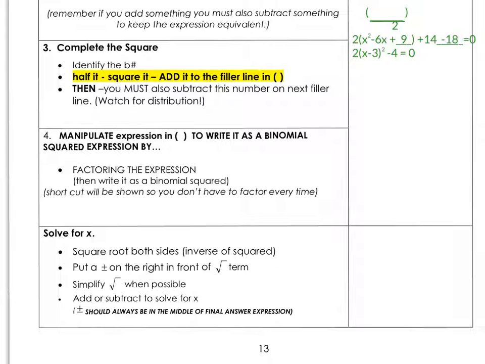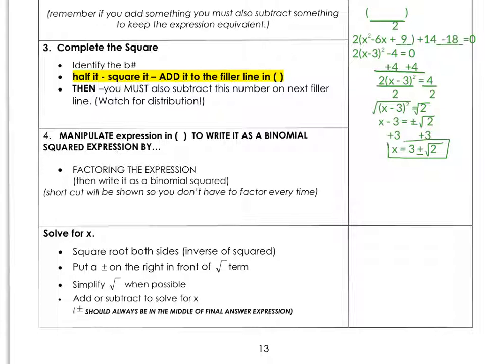Then we solve like we always have. I can add 4 to both sides to get 2 times x minus 3 squared equals 4, then divide by 2 on both sides, and we get x minus 3 squared equals 2. Then we take the square root of each side, and I get x minus 3 equals plus or minus radical 2, and the last step is to add 3 to both sides. So we get our final answer of x equals 3 plus or minus radical 2, which we cannot simplify. There are no perfect squares that go into 2, so we're left with that answer.